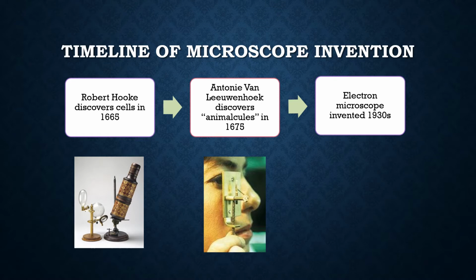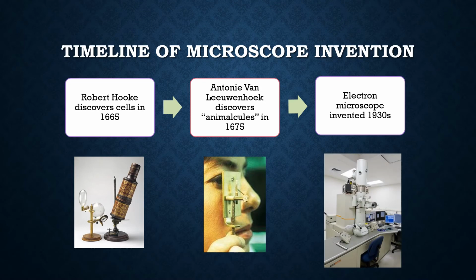Finally, in the 1930s, and still used today, the electron microscope was invented. The electron microscope changed microscopy because it allowed us to view cells in much greater detail. It would magnify the image so much that we could see inside of each cell and all of the organelles there.